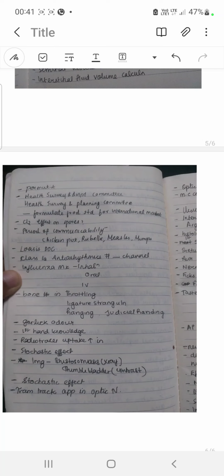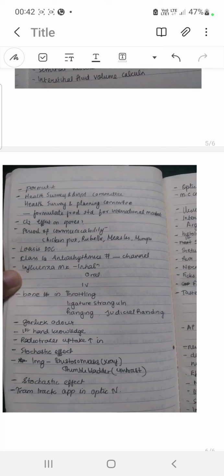Health survey and development committee, D, so B. Board committee and survey and planning, P, so M. Mudaliar committee. Formulating food standard for international market is Codex Alimentarius. Chlorine effect on spores, it is not sporicidal.